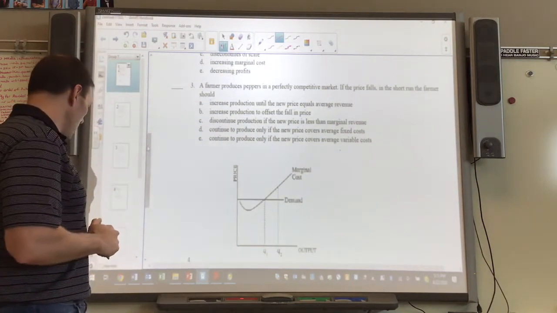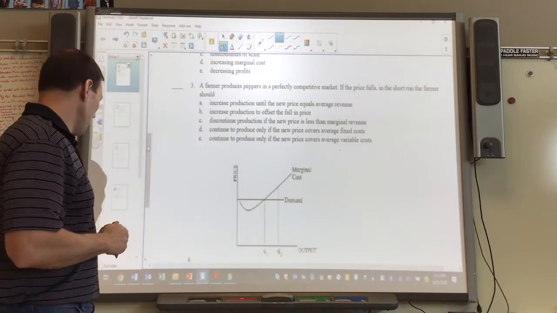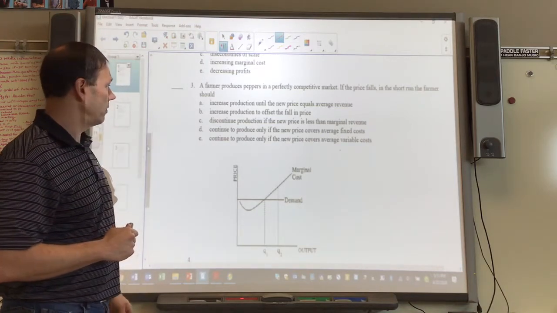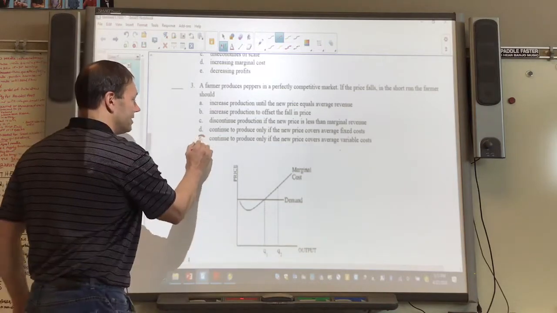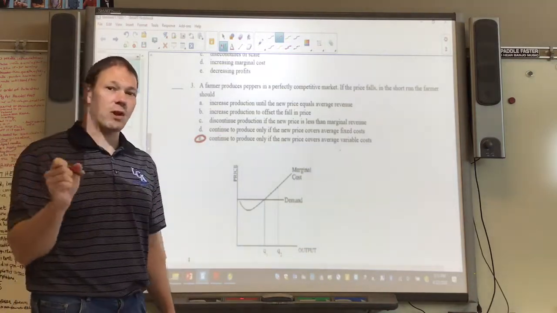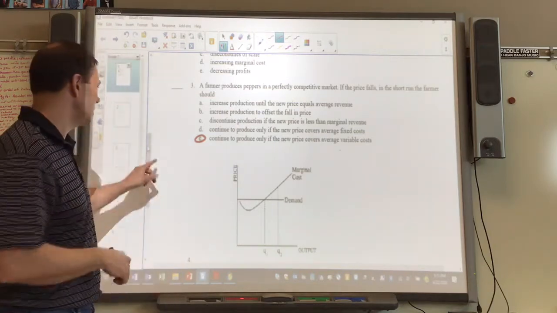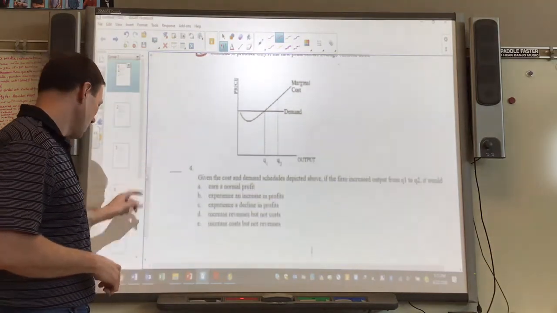Number three, a farmer produces peppers in a perfectly competitive market. If the price falls in the short run, the farmer should continue to produce as long as the price is greater than AVC. Falls below AVC, you shut it down. Okay, as long as it's above AVC though, you keep going.